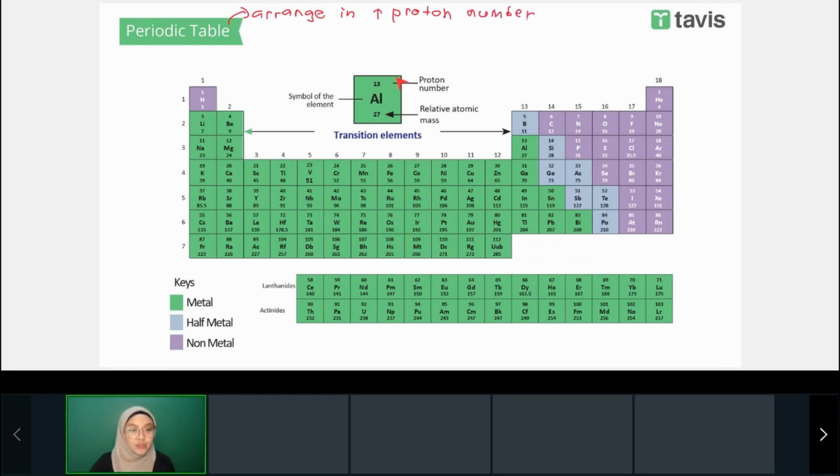You see the picture over here? Al stands for the symbol of the element. What does Al stand for? Anybody? Al stands for aluminium. Now we have two numbers. We have number 13 and number 27. The bigger one indicates the relative atomic mass.